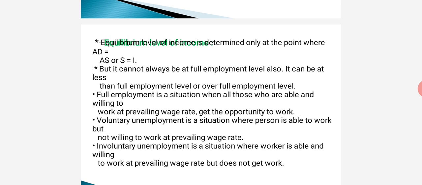Now full employment is also a concept. What is full employment? Full employment is a situation when all those who are able and willing to work at the prevailing wage rate get the opportunity to work. So this is the concept of full employment.